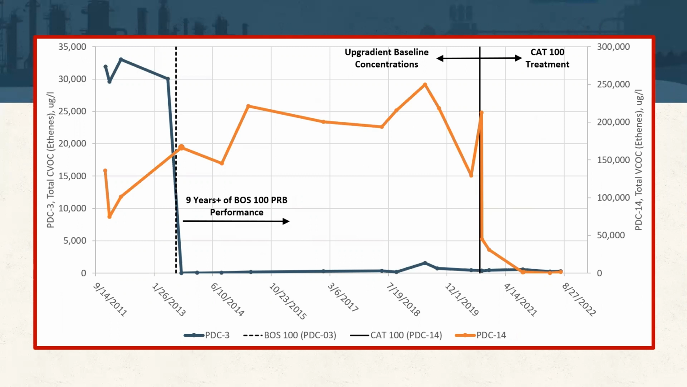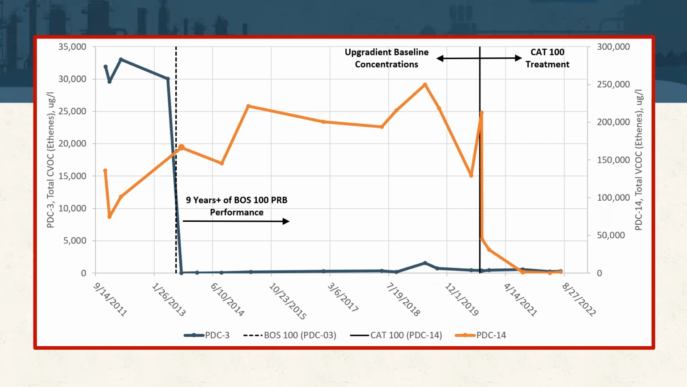On the primary axis, PDC 3 is the down gradient area. This is the blue line, and here we see total ethenes. I'll break it out into parent and daughters in a minute. The blue line is PDC 3 before and after the BOS 100 PRB was installed. This is one of our longest data sets for BOS 100s, with over 9 years of data. We do have a blip in late 2018, but it's generally been reduced and has stayed low for the duration of the project.